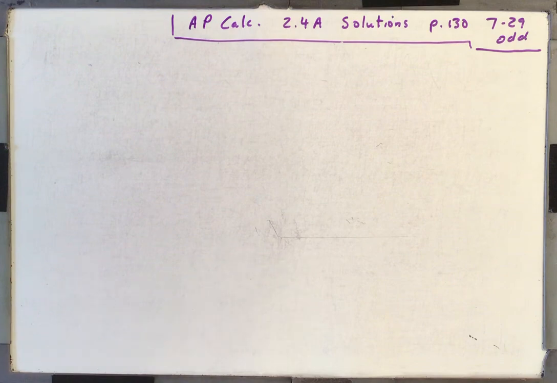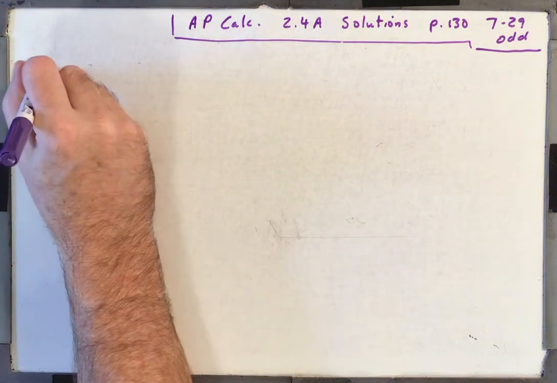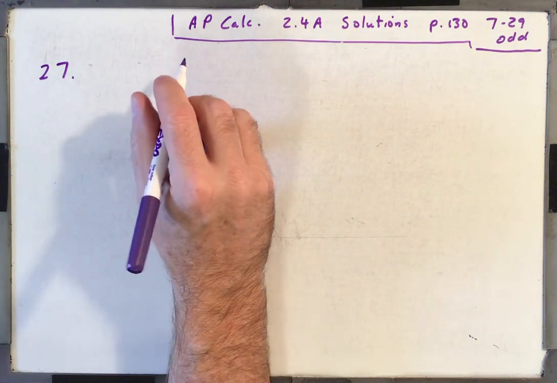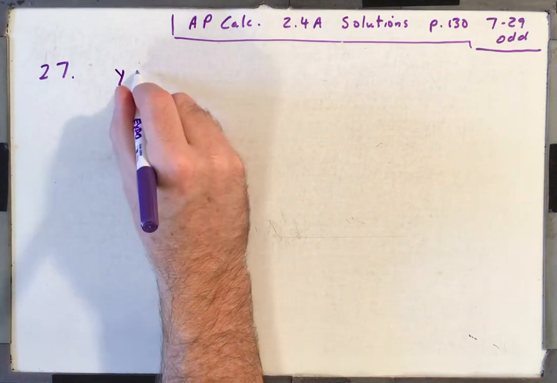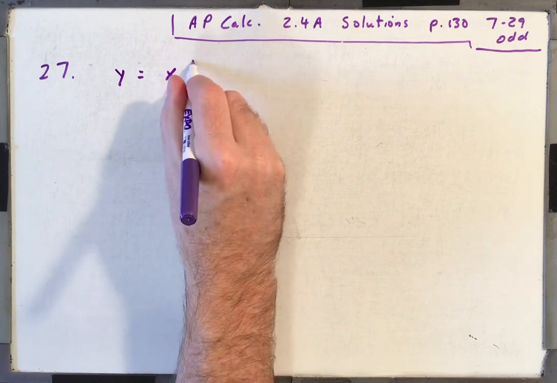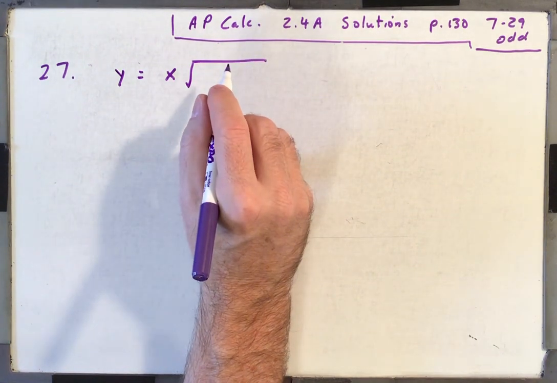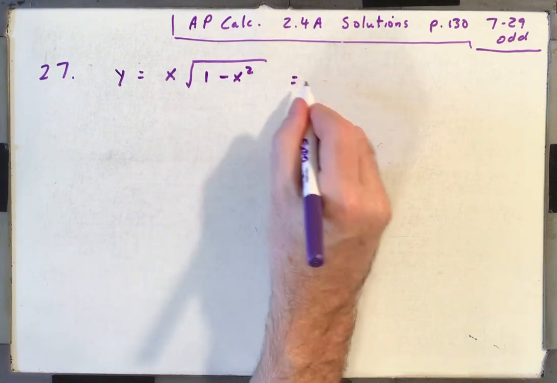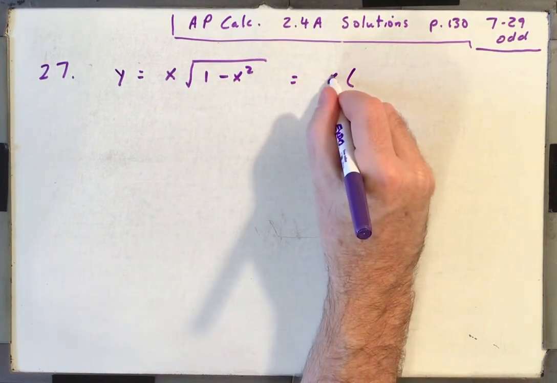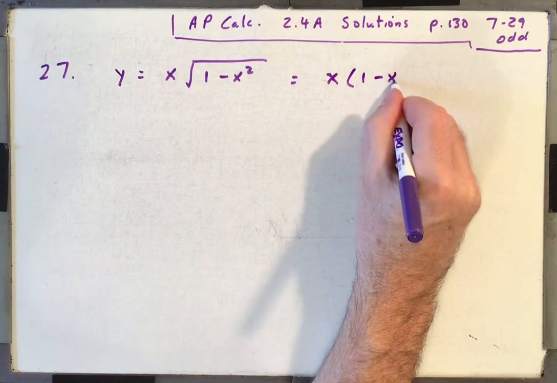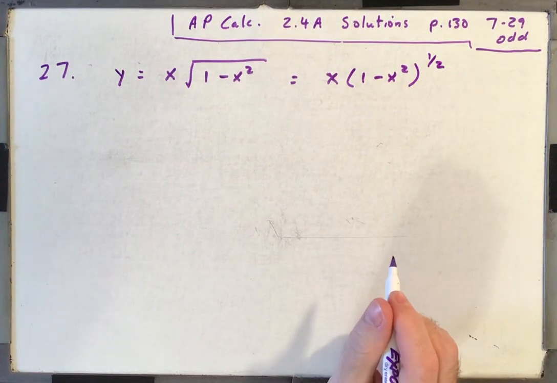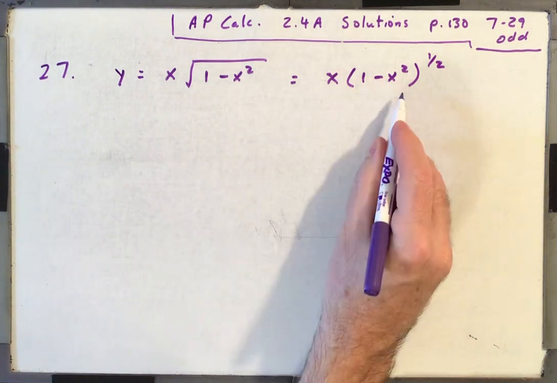Two more to go. 27. So we have y is equal to x times the square root of 1 minus x squared. That's the same thing as x times 1 minus x squared to the 1/2 power. Okay, we've got a product rule and then a chain rule.